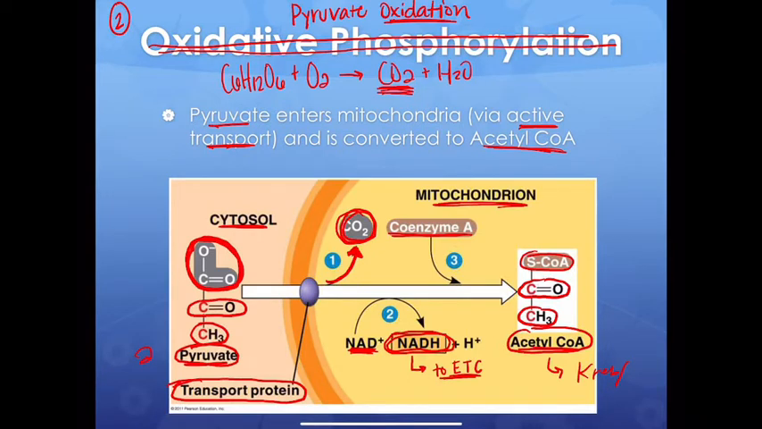This part does not make any energy. No energy is made here. So you don't ever see it referred to as substrate level or oxidative phosphorylation because there's no energy that comes from this phase. All right. So that's pyruvate oxidation.